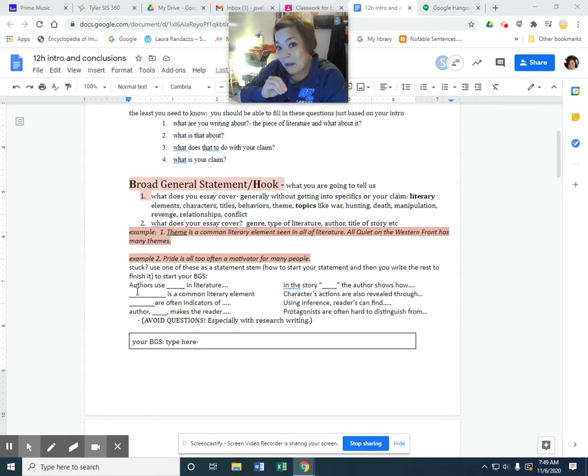It's the stem of a sentence, which means it begins, and then you have to finish it. So authors use theme in literature. And then what else do you have? So authors use theme in literature as a tool to help you learn a lesson, whatever. But those are some ideas of how you can get started.